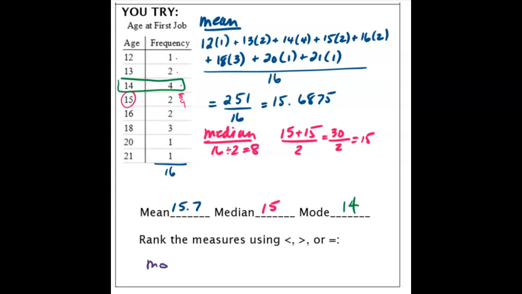So I'm going to write the word mode. And then that is smaller than the middle one, which was median, because 15 is in the middle. And then that's smaller than our biggest measure, which was 15.7. Oops, or the mean. I meant to write the word mean.